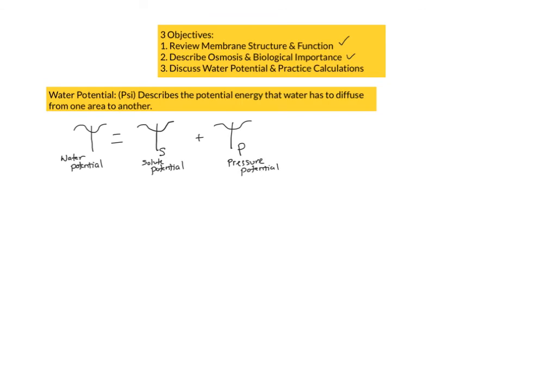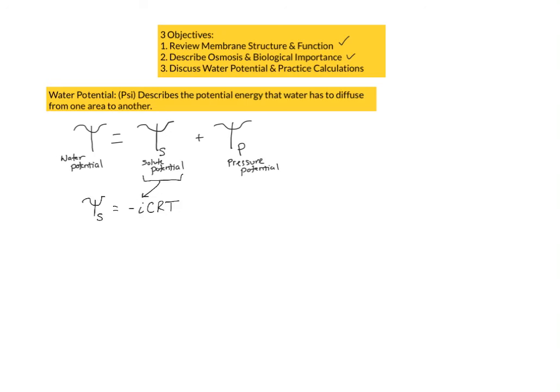Okay, so with this equation, we can break this down a little bit more. Most of the time when we look at water potential calculations, we're going to be focused on finding the solute potential. That's usually the information that we're given. And so the solute potential, this portion of the equation, has its own equation. And we calculate that like this. So the solute potential is equal to negative iCRT. Now I'm going to run through what each of these variables mean.